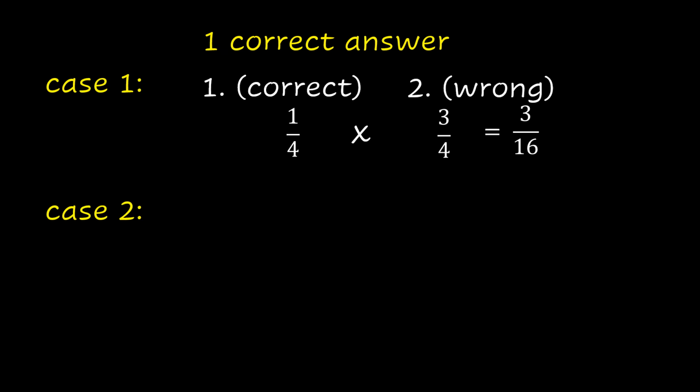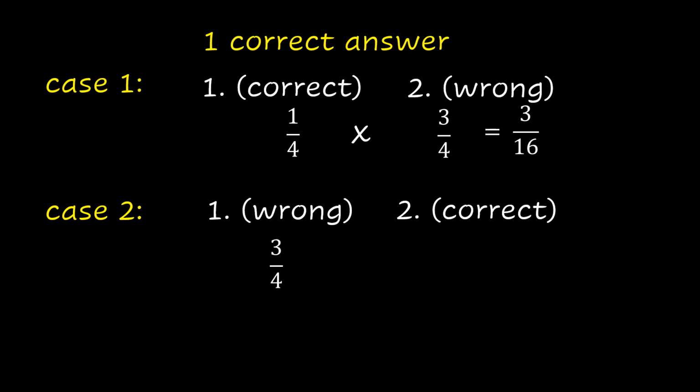For case 2, like I said, you can have wrong in number 1 but correct in number 2. The probability of being wrong is 3/4 and the probability of being correct is 1/4. So we can multiply these together and we get the same number, 3 over 16. So these two cases cover the situation where we have exactly one correct answer.